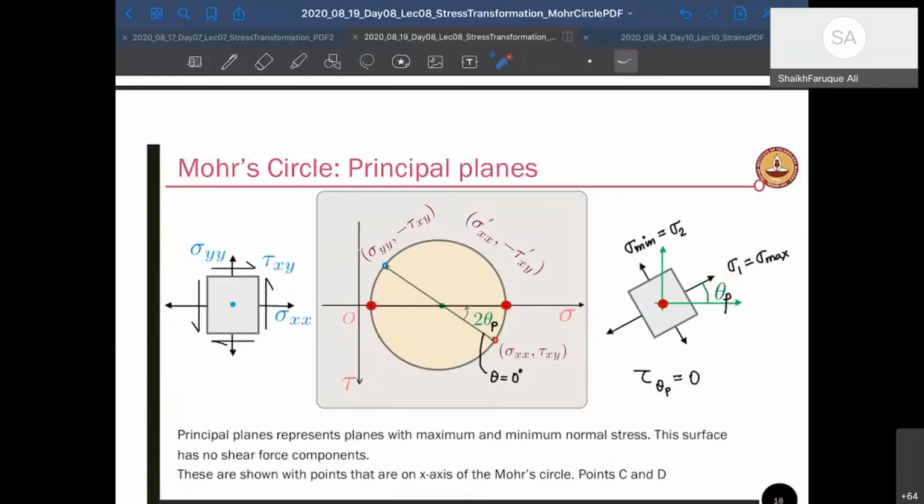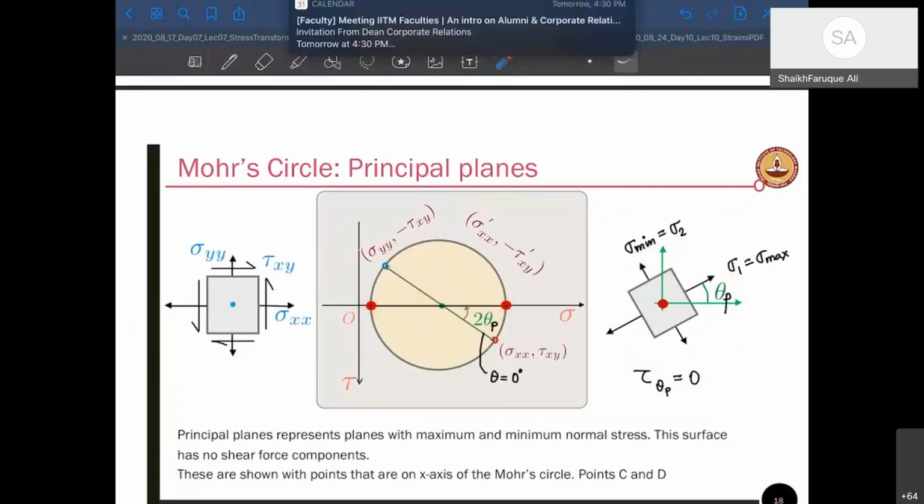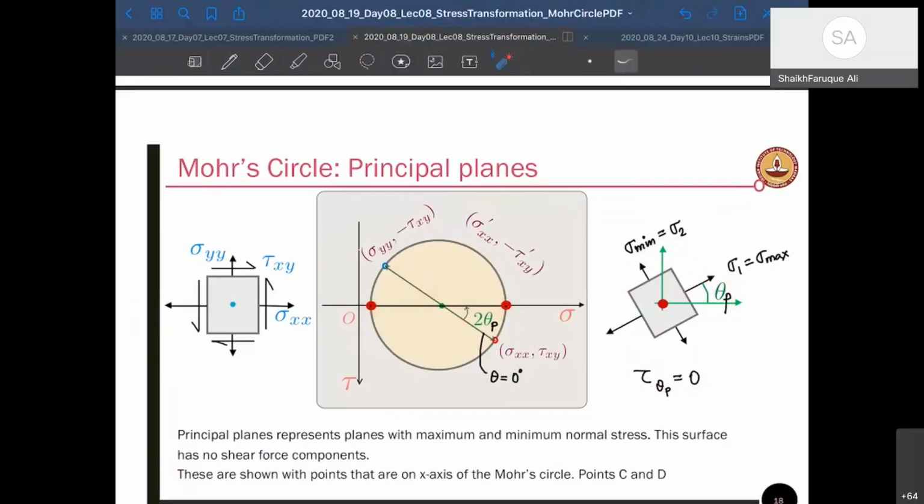So this is your sigma max. This value will come here, sigma 1. And that value, which will be 180 degrees out, making a 180 degree angle from the principal plane, is here sigma min. So sigma min comes in the y, right here. So that's my sigma 2. And on these two planes, your shear stress is 0. So your tau xy is going to be 0. Please note the definition of principal planes: planes along which your shear stresses are 0. So the point C and point D represent your principal planes.